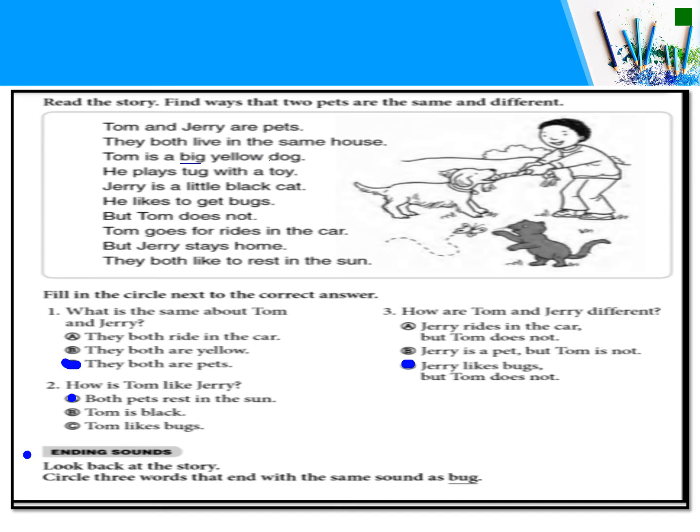Dog. And then you have the word tug. So the 3 words are big, dog and tug.